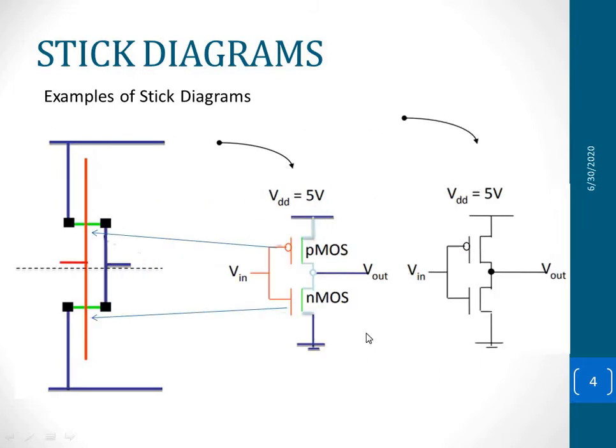Here we have VDD as 5 and ground. Similarly here also we have VDD as 5 and ground. You can see the color which is shown here is nothing but this one, and the P diffusion is shown here.